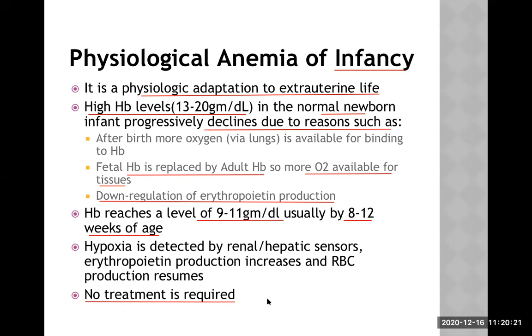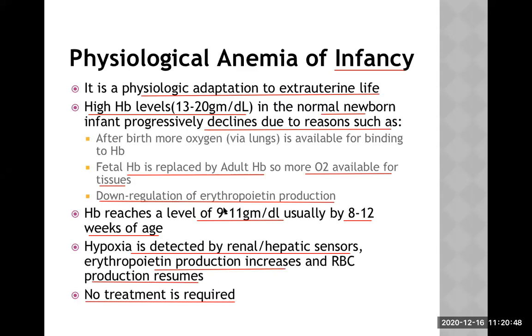But if you do not know what this condition is all about, then you may go for different investigations, you may go for different treatments. This is not good for that small baby. Hypoxia is detected by renal and or hepatic sensors. Erythropoietin production increases after that, and RBC production resumes. Then slowly it will come back to the normal.